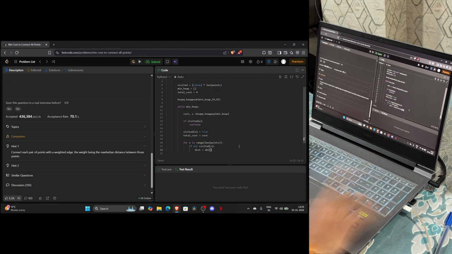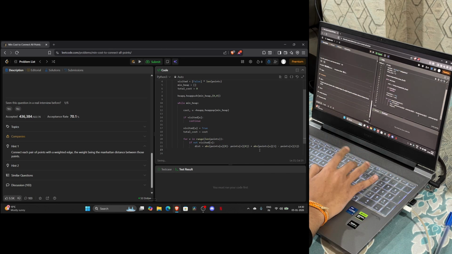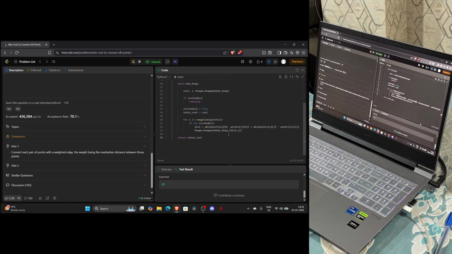Given a set of points on a plane, the task is to connect them with the minimum possible total cost, where the cost between 2 points is their distance. This naturally maps to a minimum spanning tree problem.